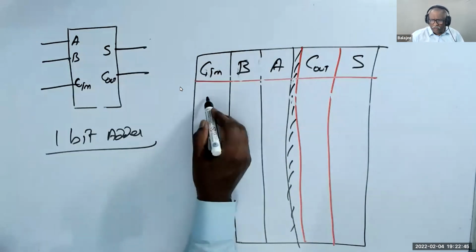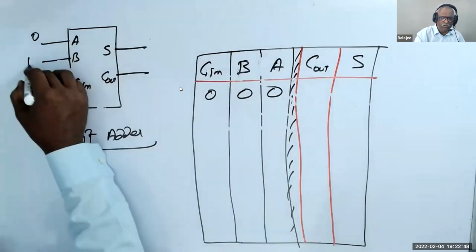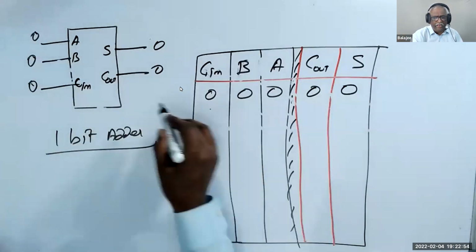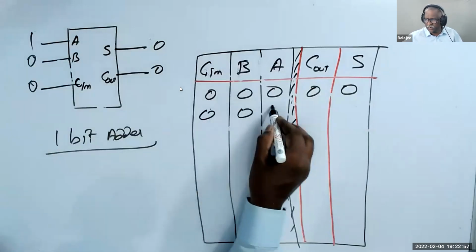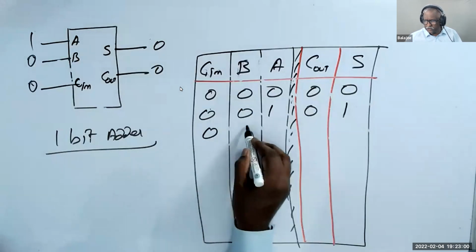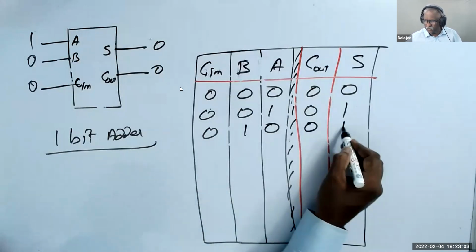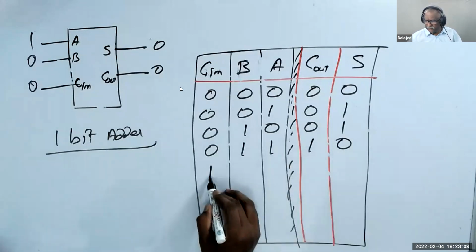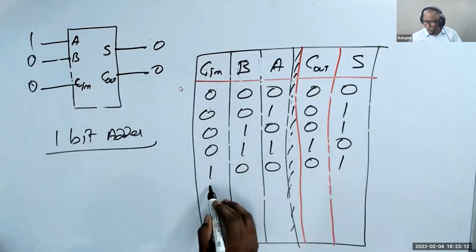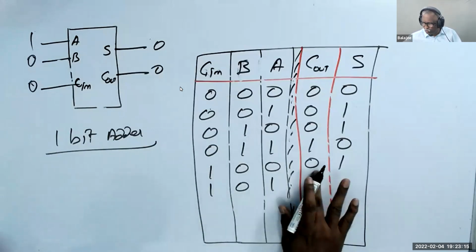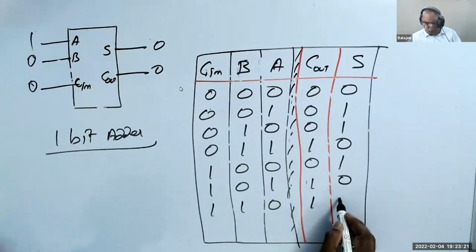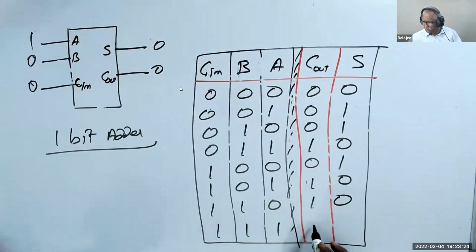Now, if we want to add, when all the numbers are 0, 0 plus 0 plus 0 is 0, so both outputs are 0. Now A is 1: 0 plus 0 plus 1 is 1. 0 plus 1 plus 0 is 1. 0 plus 1 plus 1 is 2, that is 1, 0. 1 plus 0 plus 0 is 1. 1 plus 0 plus 1 is 2, that is 1, 0. 1 plus 1 plus 0 is 2, 1, 0. 1 plus 1 plus 1 is 3, and 3 means 1, 1.